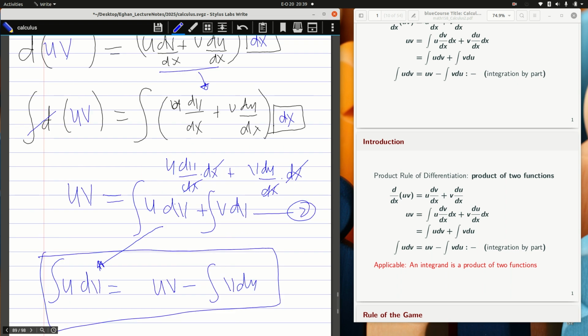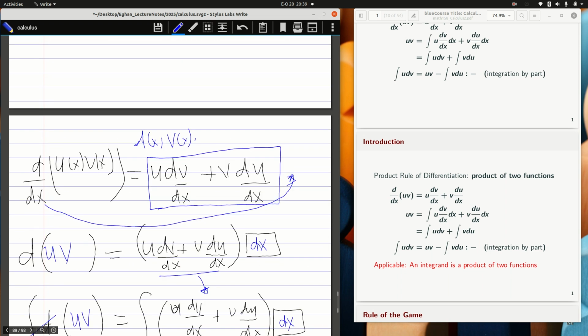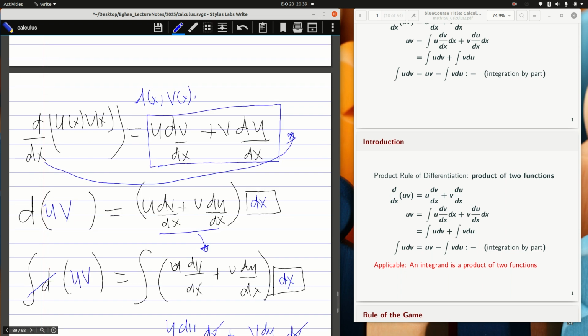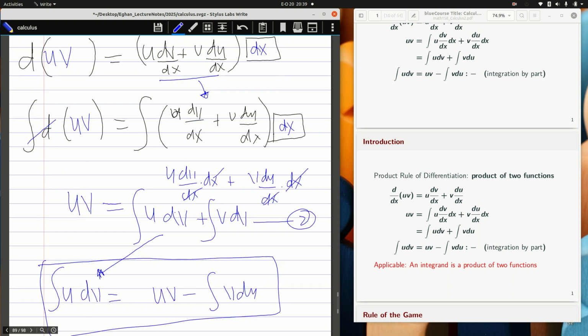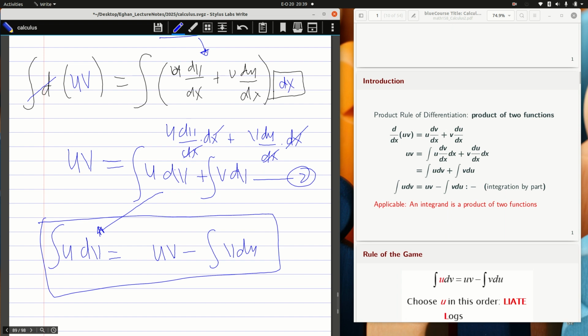And that is the whole idea for integration by parts. If we have a product of two functions, if it's the derivative we are doing, we use the product rule, but if we are taking the integral of it, then we can do integration by parts. So know the difference here. Okay, so that is it. Let's see how we compute examples using integration by parts.